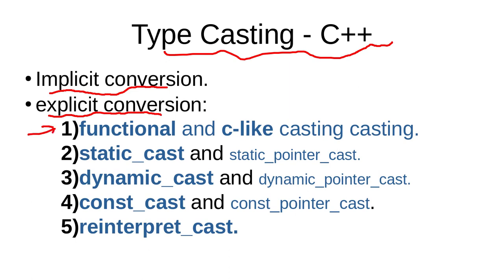First one is functional and C-like casting. Then we have static casting. Then we have dynamic casting, then constant casting, then reinterpret casting. We will talk about all of these ways of casting.